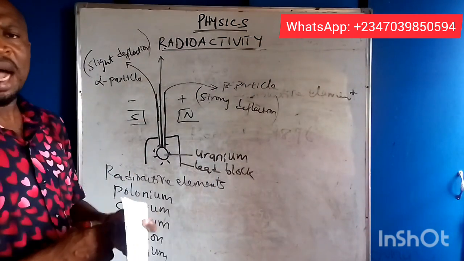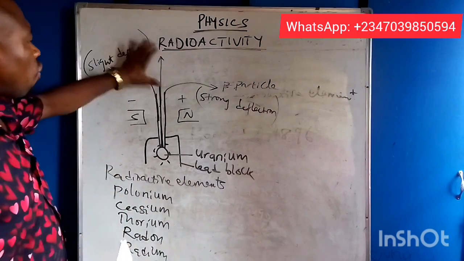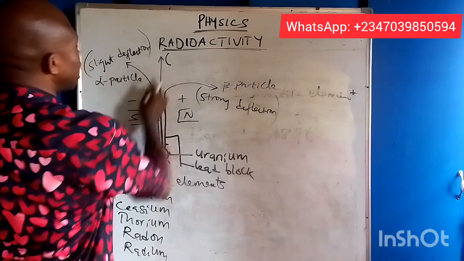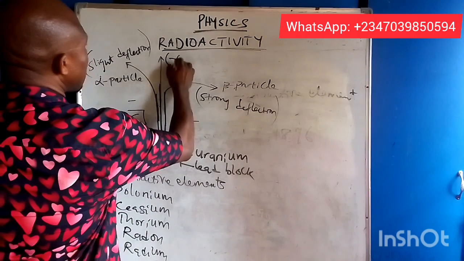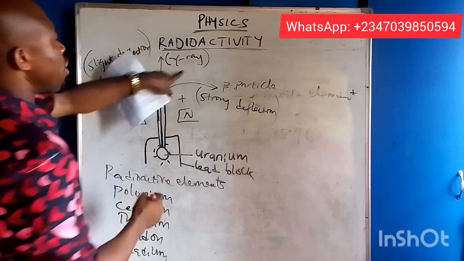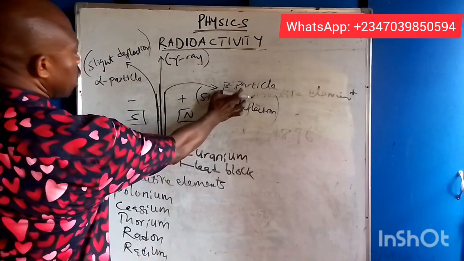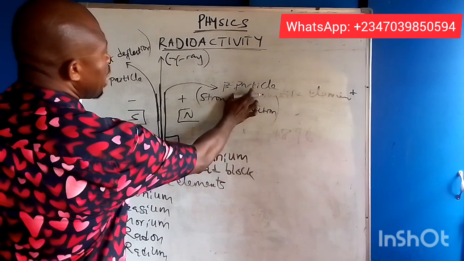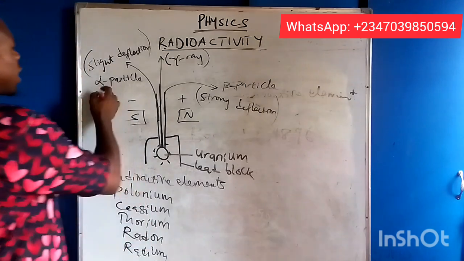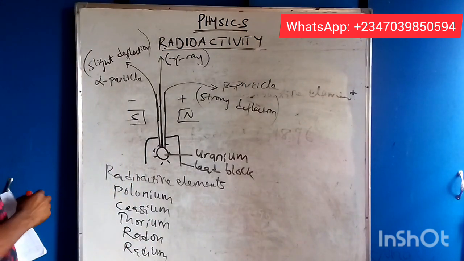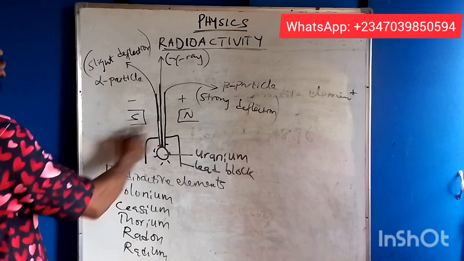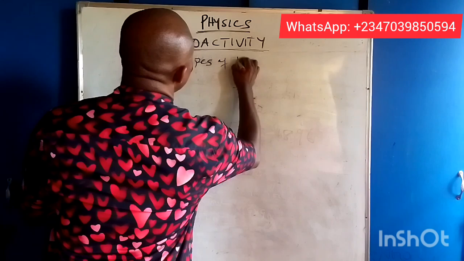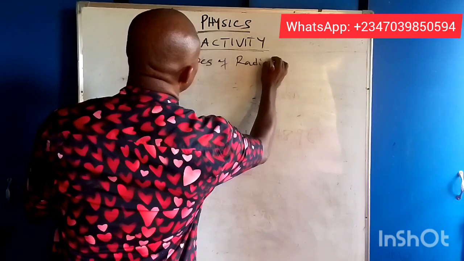Now we can look at these types of radiation. Sorry, the one that is left undeflected here is called the gamma ray. This gamma ray has no charge. This one has a negative charge, which is the beta particle, and the alpha particle has a positive charge. These are the types of radiation.